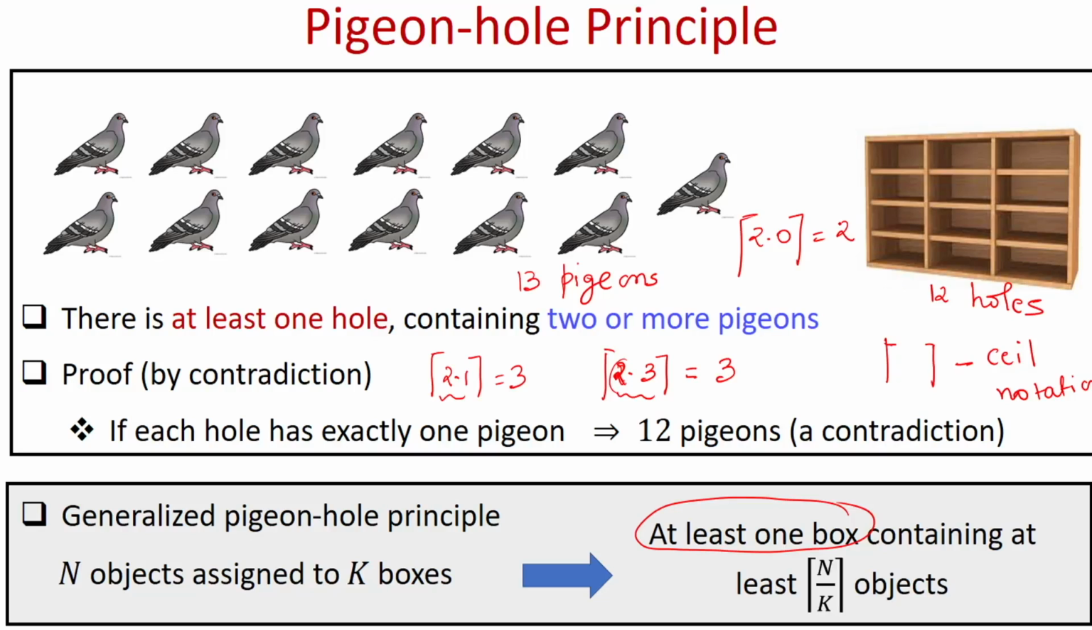So, in this example, if I apply the generalized pigeonhole principle, it says that there will be at least one box with the ceiling of 13 over 12 pigeons, and 13 over 12 is a real number, 1 point something something. If I take the ceiling of that, I take the next higher integer, which is 2. Right. So the proof is by contradiction.